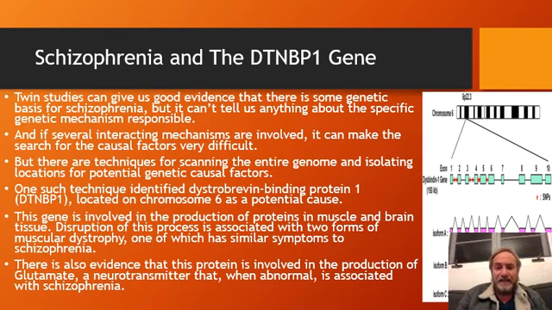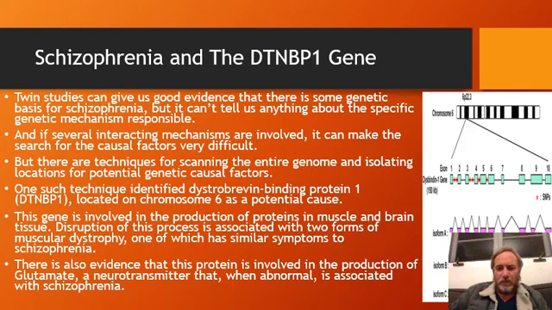Well, we do have techniques now for scanning the entire genome of someone's chromosomes and finding locations for potential genetic causal factors. We won't get too technical here; it's even over my head, right? But one such technique identified one particular gene, called DTNBP1, located on chromosome 6, as a potential cause.